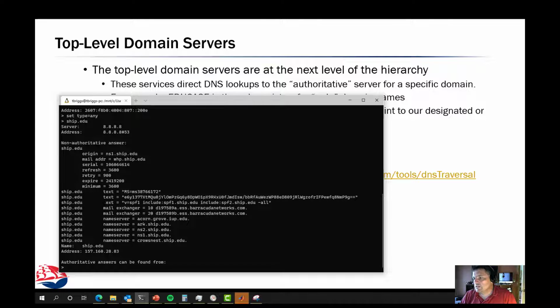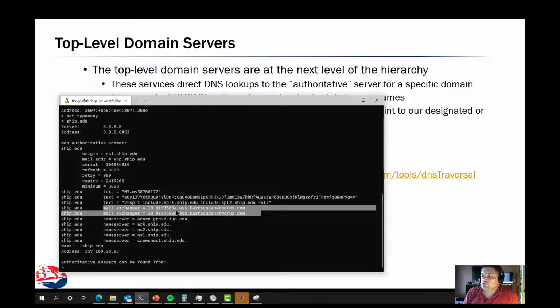Here we can see that I have two mail exchangers for the ship.edu domain address. And they're both barracudanetworks.com. So it looks like all of our mail first goes to this Barracuda Networks, and then it gets delivered someplace else. So, you know, sometimes when you're just trying to figure things out, using the DNS is an interesting starting point for learning more about an organization and the services that it provides.